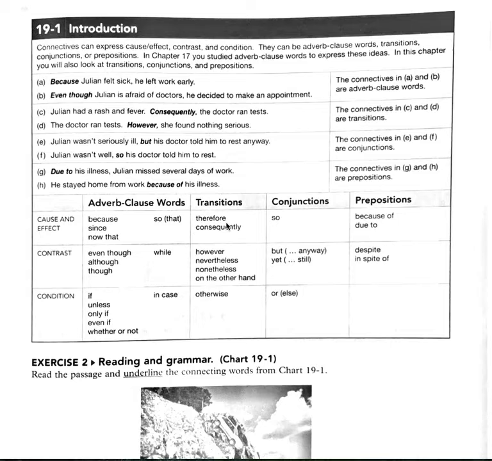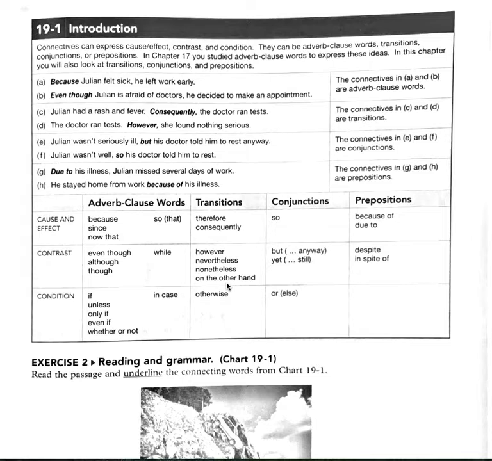Now, transition words that give us cause and effect, therefore and consequently. And transition words that give us contrast, however, nevertheless, nonetheless, and on the other hand. Now this is important because we use on, not in the other hand. So when you're making a contrast, for example, you might say, Tony is studious. And then you might say, on the other hand, his brother Sam is not.